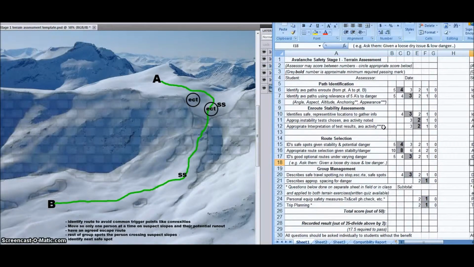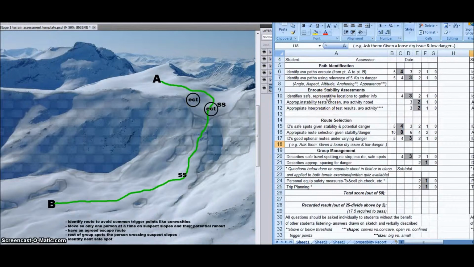For this next question, about identifying avalanche paths using the relevance of the 5 A's to the danger, I need to interview the student specifically about a path that they've marked. In this instance, I have my student here, Gordy, and I'm going to refer to this path that he's identified here, and I'm going to say, Gordy, you've identified this as avalanche terrain. Could you please describe to me, using the 5 A's, the relevance in terms of avalanche danger?